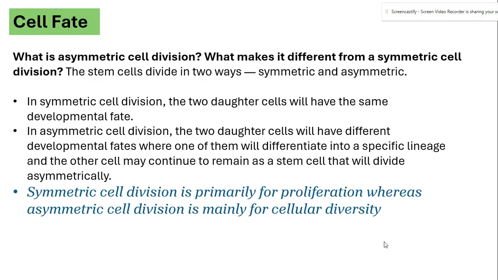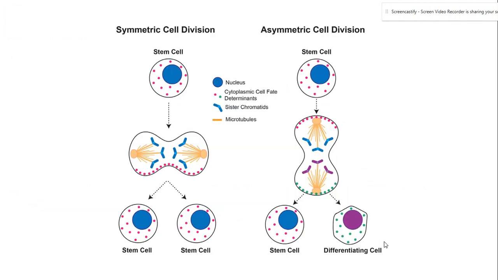Symmetric cell division is primarily for proliferation, whereas asymmetric cell division is mainly for cellular diversity. So symmetry is proliferation, growth. Asymmetry is mainly for cellular diversity. Differentiate, cellular, and that's why it's asymmetric, it grows in multiple different forms.